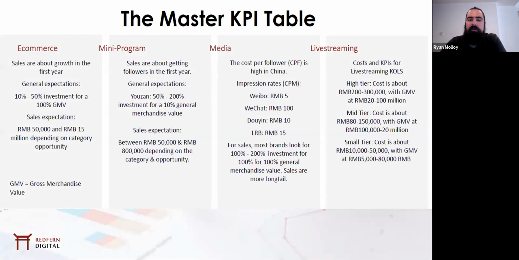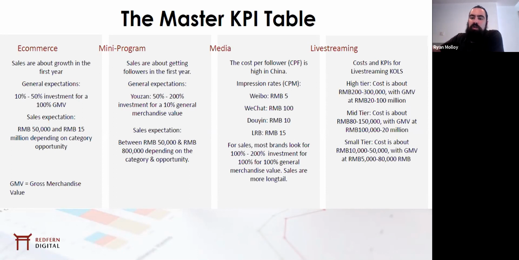And then if we look at, for example, the metrics, this gives you an idea of around what you can expect for each type. If we look at e-commerce, sales are about growth in the first year, right? So general expectations are GMV, being your general merchandise value for that year, that you should invest between 10 and 50% of what you want to achieve. So if you want to achieve 10 million RMB, you should be putting between 1 and 5 million RMB into that account. And generally for most brands, it sits around the 20-30%, if I'm honest.